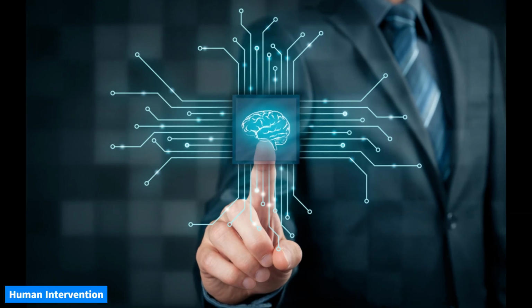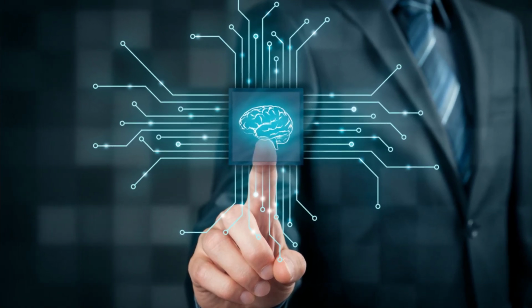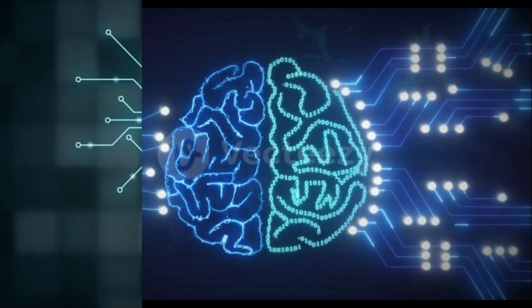Human intervention. AI systems may require more human intervention to define goals and provide guidance, while machine learning algorithms can often operate more autonomously.